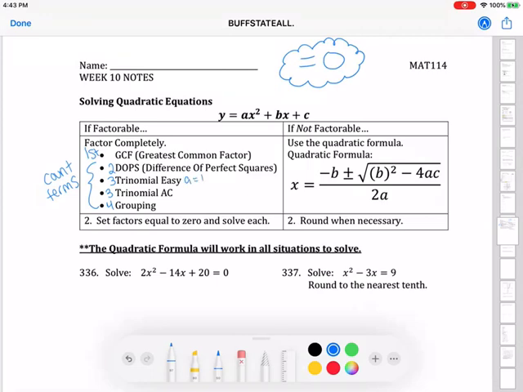Remember, you can only use the shortcut if A is equal to 1. You can use AC no matter what. So if you prefer that, always do AC, but the shortcut can be used if A is 1.